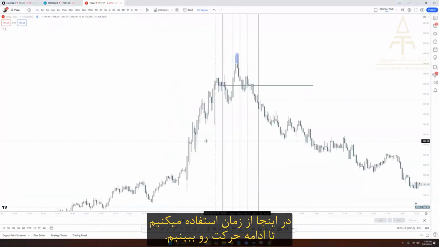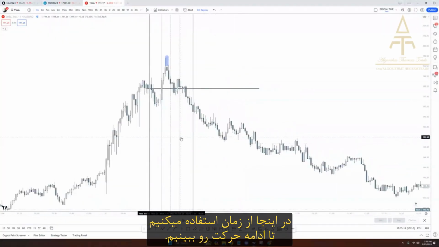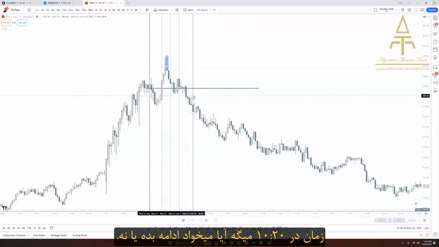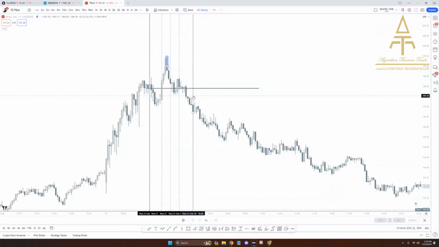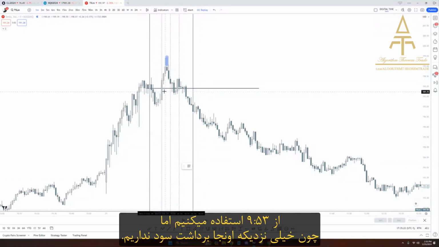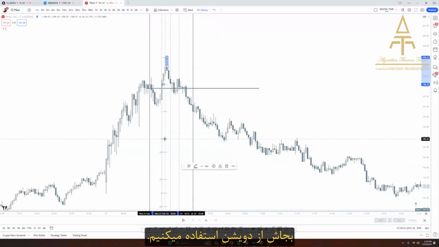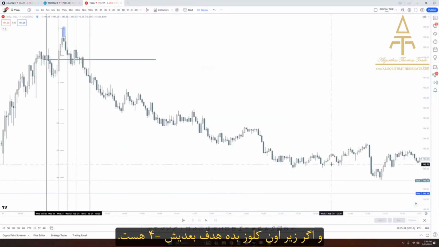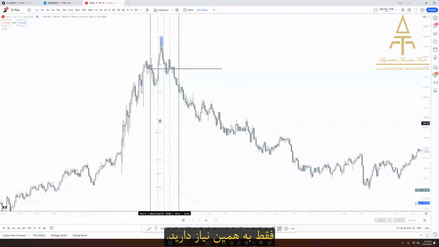And at that point, you're going to be utilizing time for continuation. Time will tell you at 10:20 if it wants to continue. So again, we're using 953, but because 953 is very close by, we're not going to be taking profit there. Instead, we're going to be using standard deviation targets. Once it hits -2, take profit. You don't want to see it close below -2.5. If it closes below, take profit at -4 next. And that's all you need.